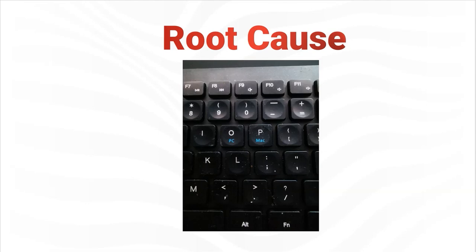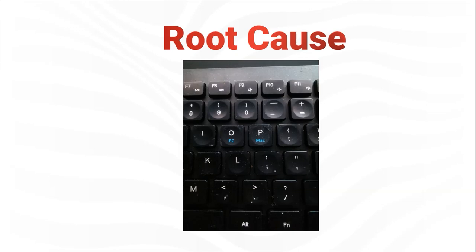Basically, by pushing the FN button, you can enable your external keyboard to behave like a Mac or behave like a PC, depending on what system you're using. In my case, I'm using a Windows computer, and what happened was I accidentally pushed the FN button and the P button, and what that does is it swaps my keyboard to start behaving like a Mac keyboard.